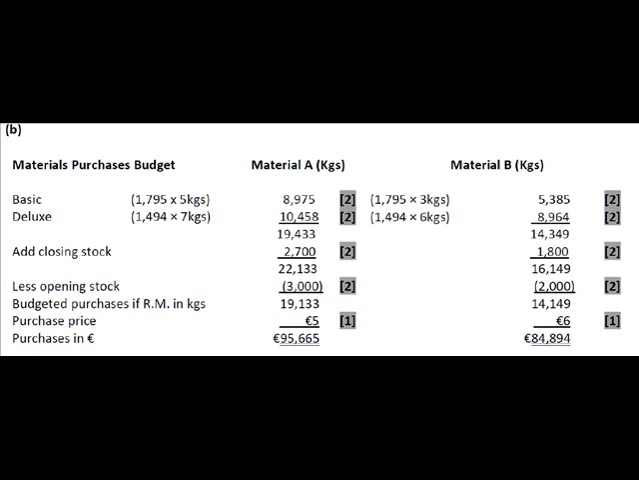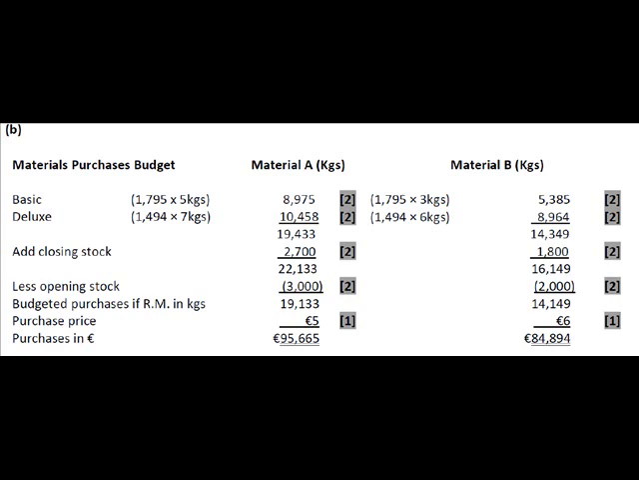So they plan to produce 1795 units of basic, and each of those uses 5 kilograms of material A. And then for deluxe, they plan to produce 1494 units, each using 7 kilograms of material A. So that's 8975 and 10458. So just to cover production for usage, they would need 19,433 kilograms of material A.